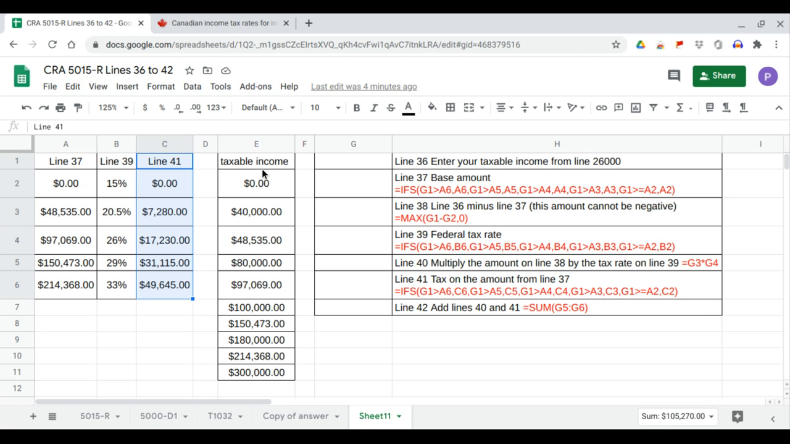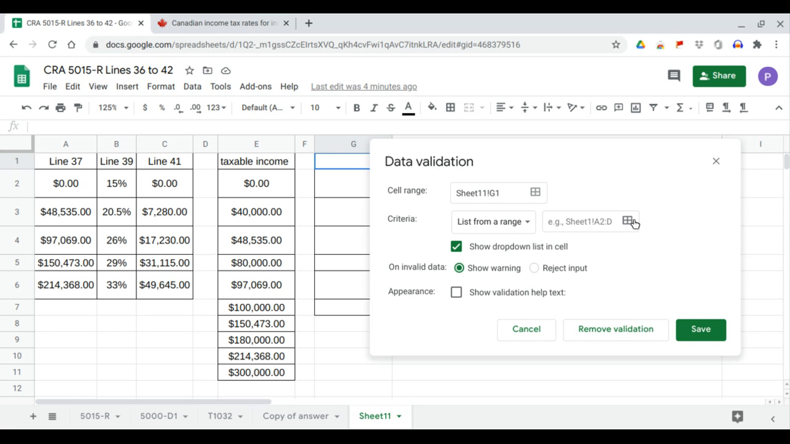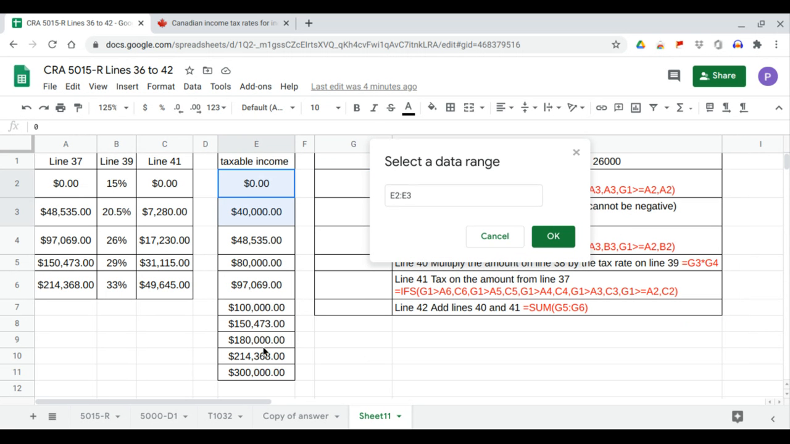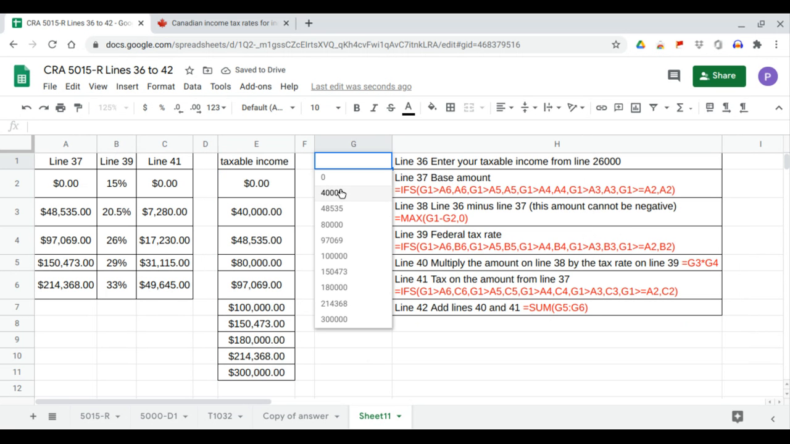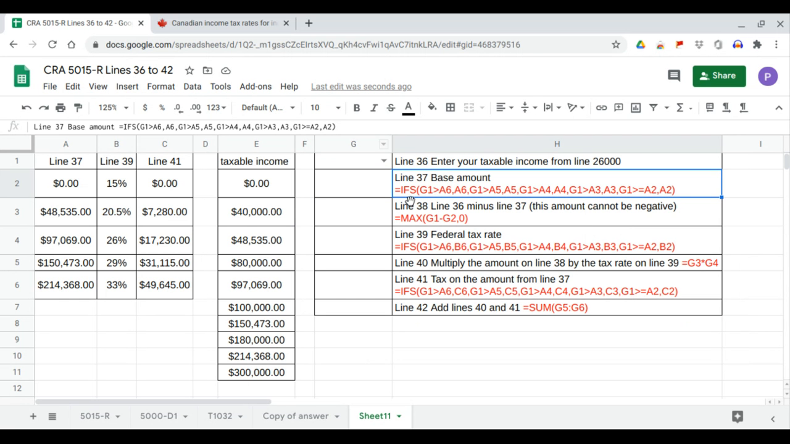And we'll calculate using this range. So we enter data validation and this range. Save. So here we have the range of incomes starting from 0 to 300,000. And we enter the formula for line 37, which is if G1 is greater than A6, then it is A6. If it is greater than A5, which is 150,473, then it is A5, and so on until 0.